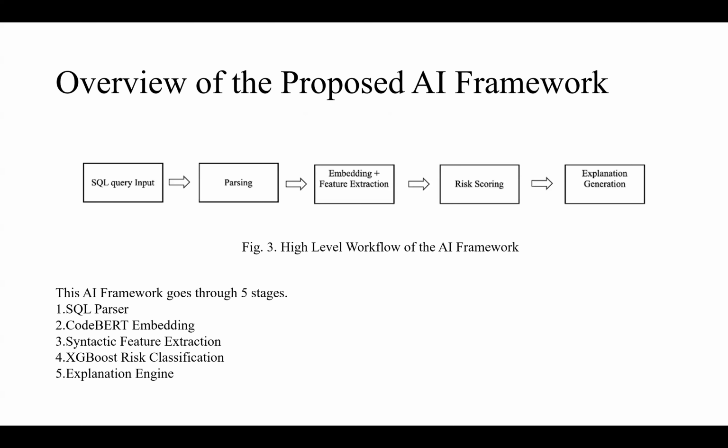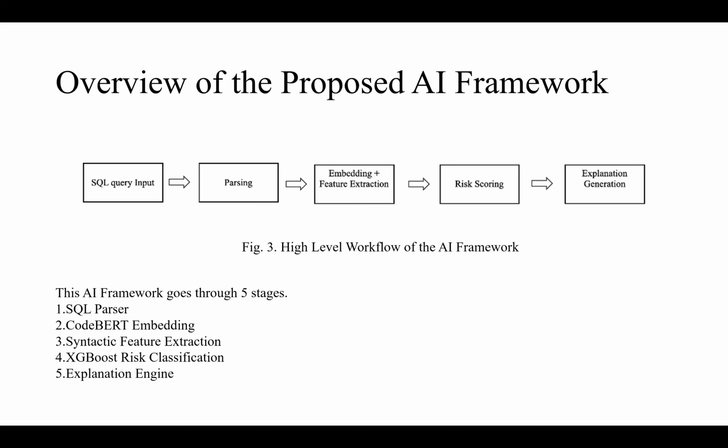Now, let's take a look at the proposed AI framework. The AI framework has 5 steps. It takes the SQL query as input, which is then passed through a SQL parser. This SQL parser breaks the query into a structure called an abstract syntax tree, or an AST. This tree helps the system build a roadmap of what the query is trying to do structurally.